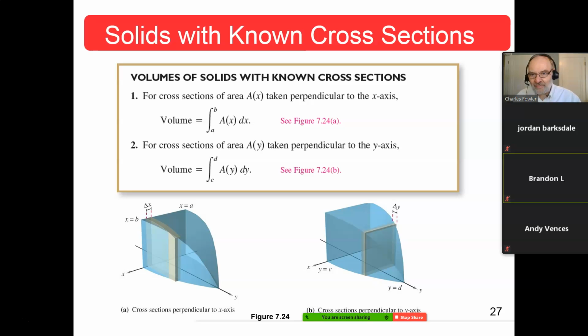Sorry, I still can't breathe. Volumes of solids with known cross section: for cross sections of some area A of x, that you know, taken perpendicular to the x-axis, the volume would then be the integral from little a to little b of the area of that cross section times dx.